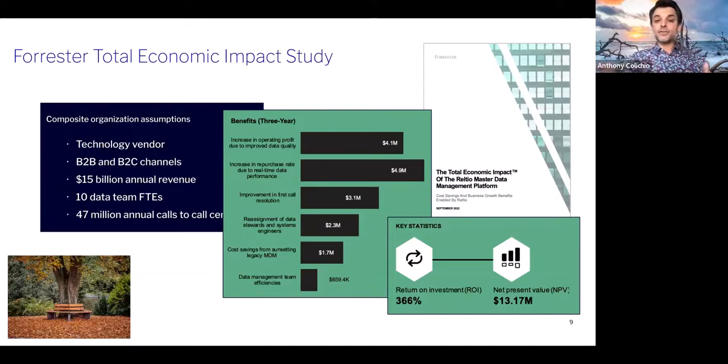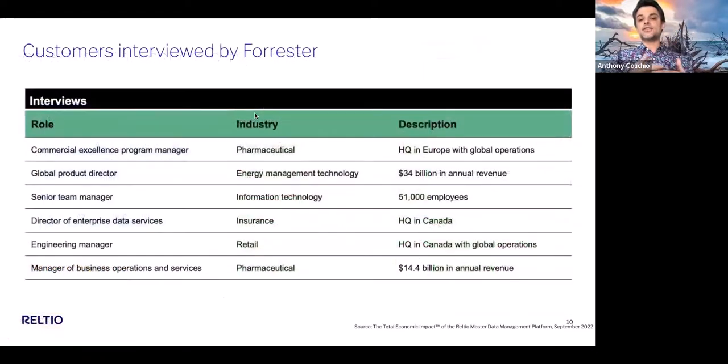So Forrester did this study on our behalf, where they met with our customers, did analysis. What's working? What's not? How do you measure success? And they produced a study, and you may have seen it. You can download it online. Please browse through it, share it internally. It gives a synopsis based on something called a composite organization, and a composite organization is just the customers who participated within this study. You can see they're across all industries. They're doing all kinds of things with Reltio.